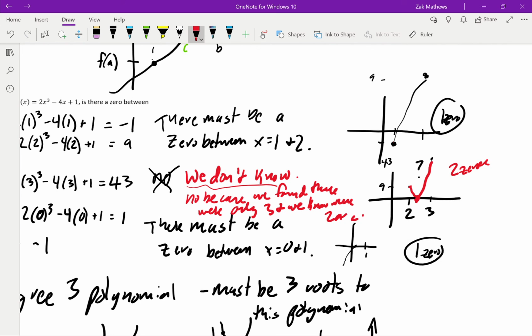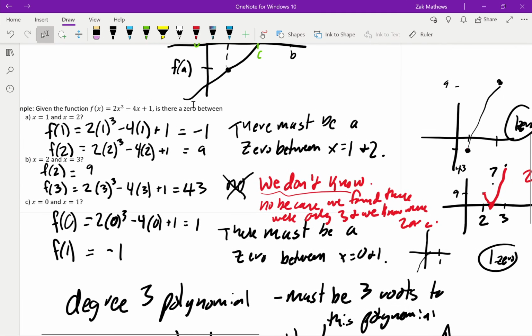So again, that might be getting a little bit more advanced than what we need for right now. Right now, we are just testing to see, is there a 0? Can we tell using the intermediate value theorem that there's a 0 between 1 and 2? Yes, we can. Between 0 and 1? Yes, we can. Between 2 and 3? The intermediate value theorem doesn't tell us anything. The intermediate value theorem tells us nothing about between 2 and 3. The signs stay the same. We don't know. But if we apply some other knowledge to that, we may be able to figure out if there's actually additional ones in there or not.